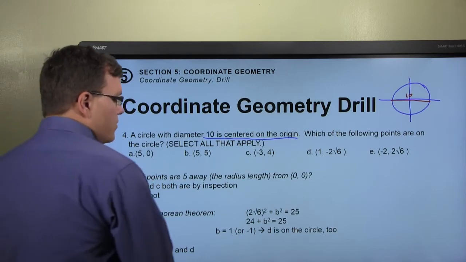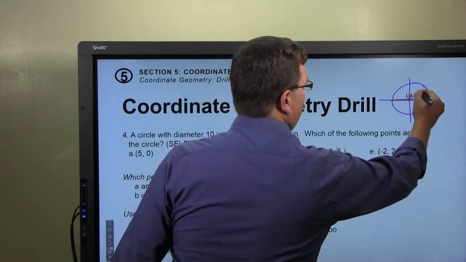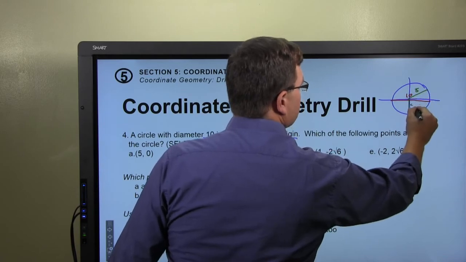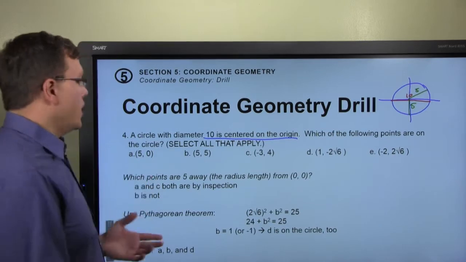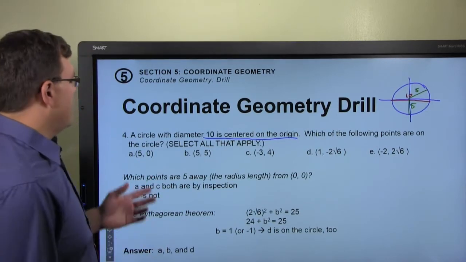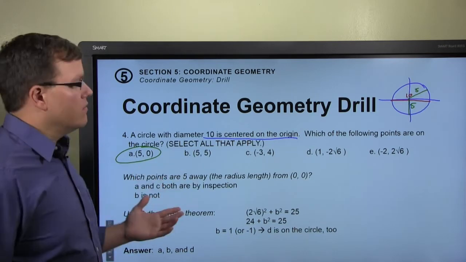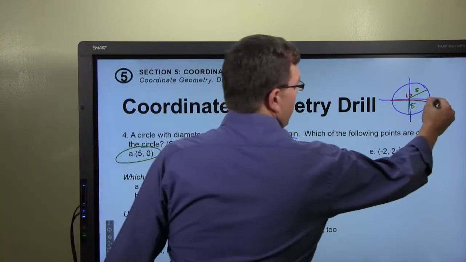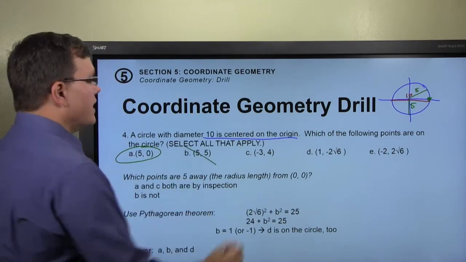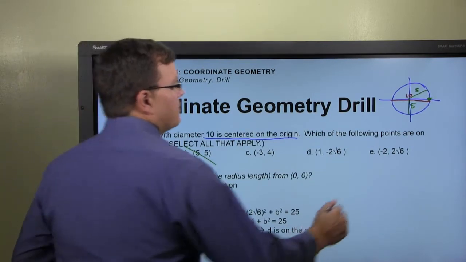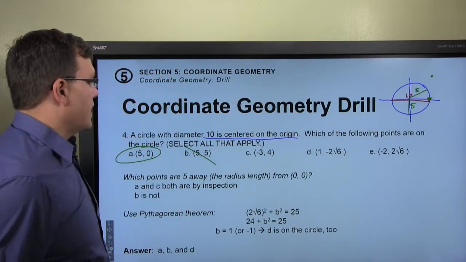Well, if the diameter is 10, then we know that the radius at any given point is going to be 5. Wherever it is, that radius is going to be 5. So what we can quickly see is that A works, because (5, 0) is going to work. That's right here, exactly on there. (5, 5) is not going to work, because (5, 5) would be up here somewhere.